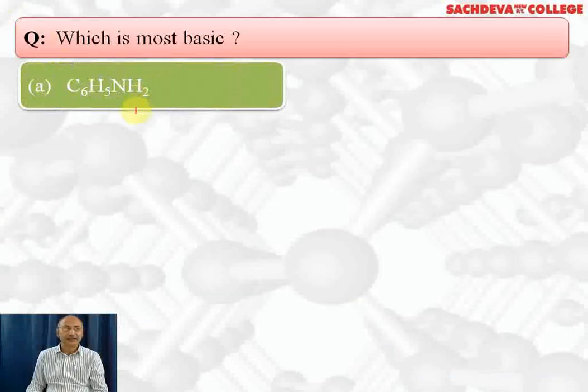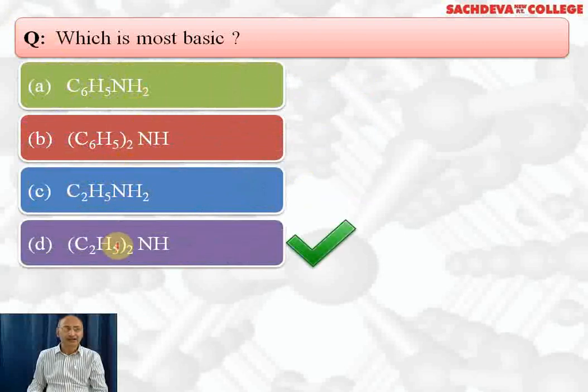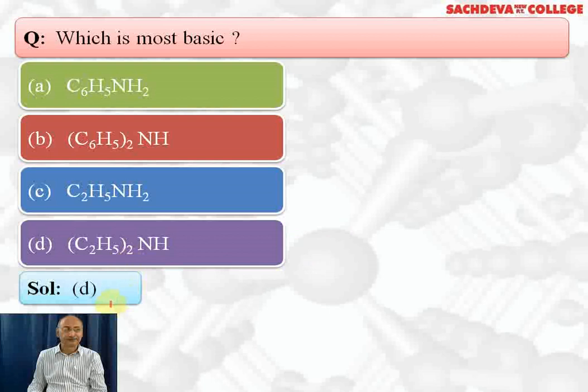Which is most basic? C6H5NH2, diphenylamine, ethylamine, and diethylamine. The correct answer is D part. (C2H5)2NH is most basic. Secondary amines are more basic, but aromatic secondary amines are less basic than aromatic primary amines, the reason being there are 2 phenyl groups which are electron withdrawing. So the least basic is diphenylamine, the second least basic is aniline, the most basic is diethylamine, and then C2H5NH2. So D is greater than C, C is greater than A, which is greater than B. That is the order. For this question, the correct answer is D part.